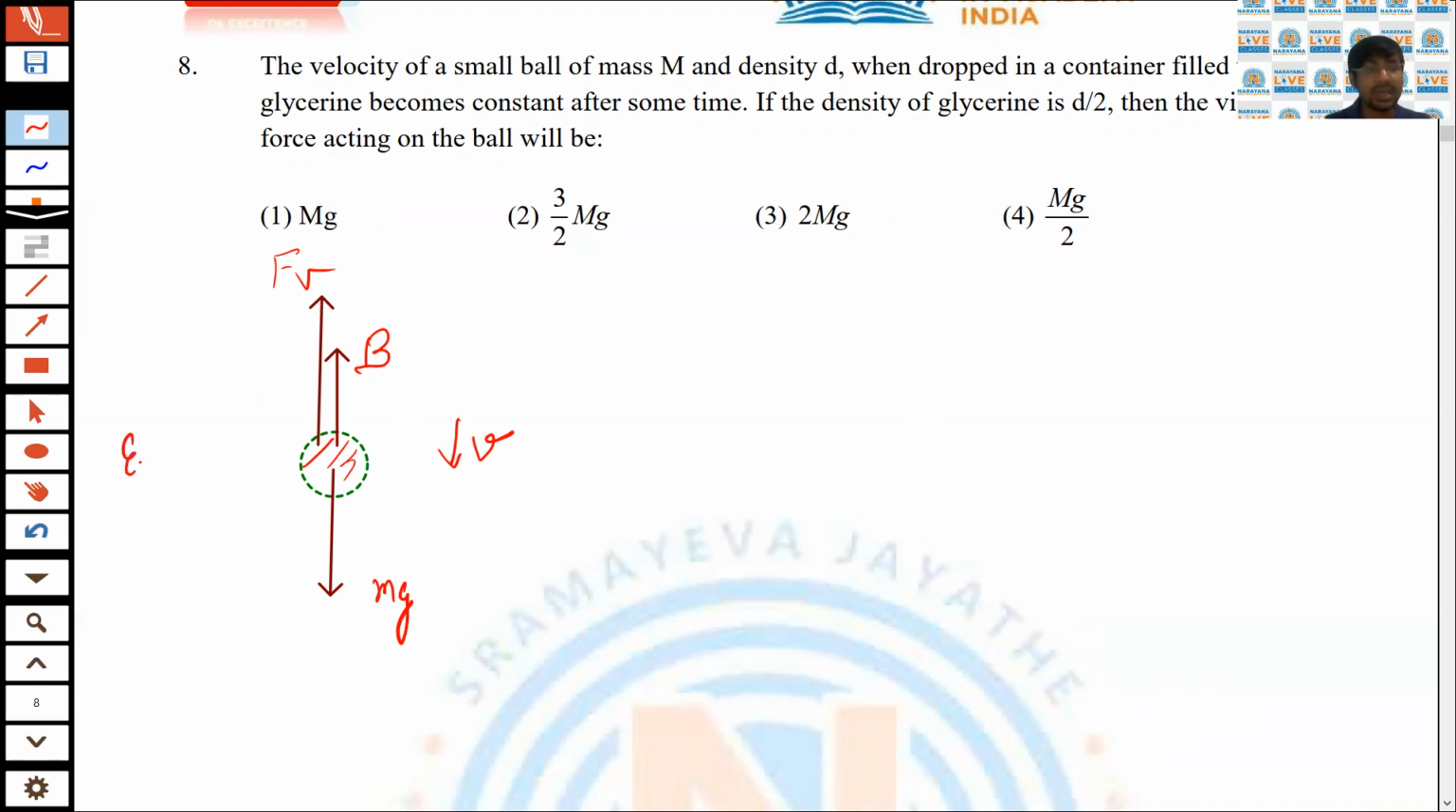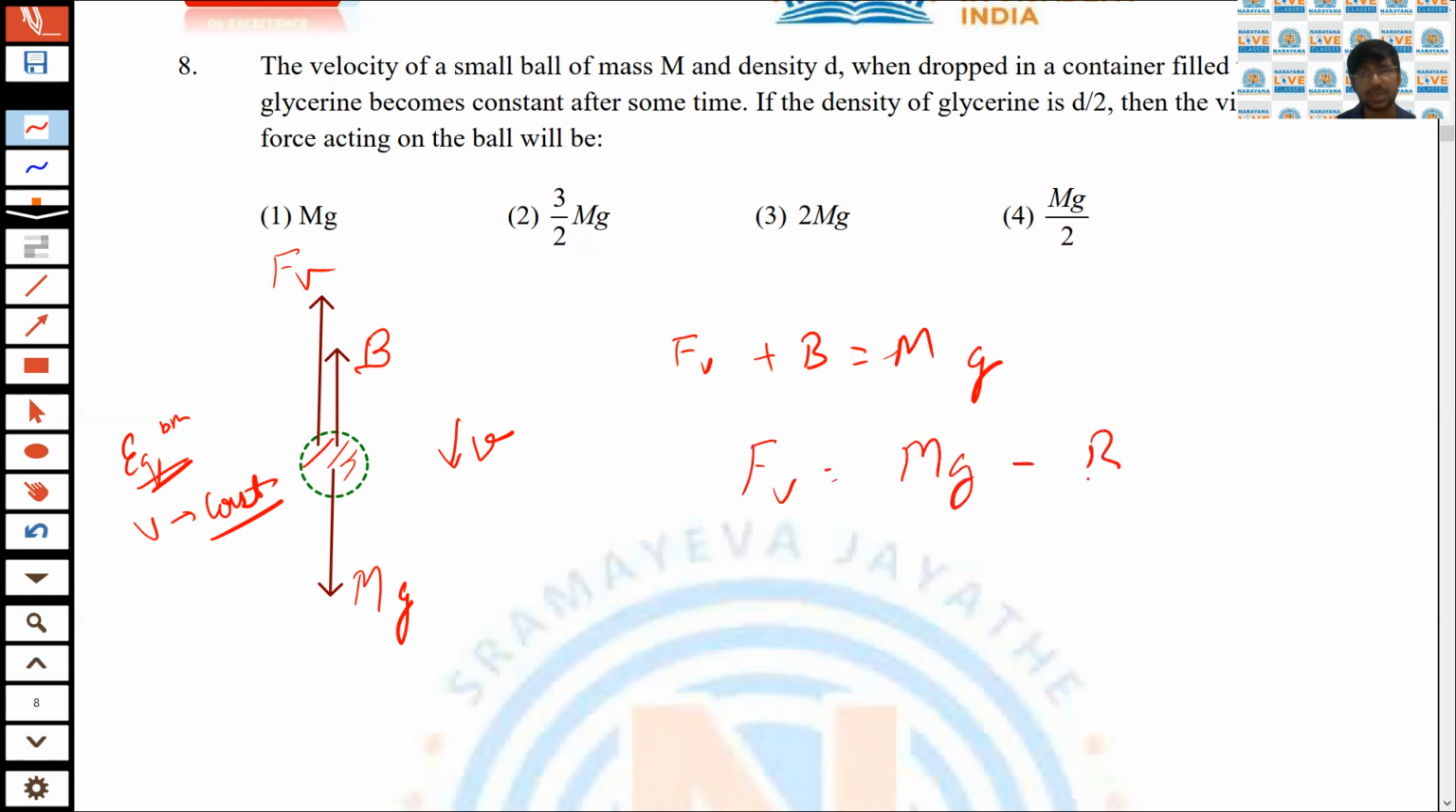And in equilibrium, obviously this is an equilibrium because it has attained a constant velocity, we can write Fv plus B is equal to mg. All right. Now let's take this as capital M, because it is given as capital M in the original question. Now the value of viscous force is equal to mg minus B, and from Archimedes principle we can say that this value is equal to volume times density of fluid times g.